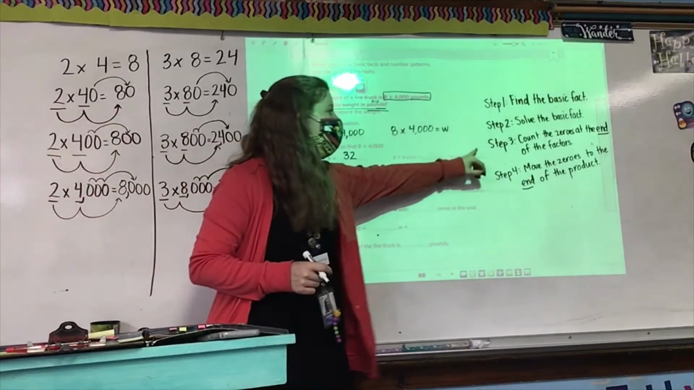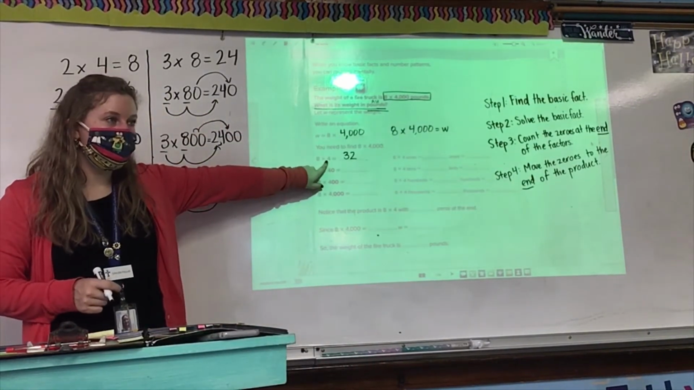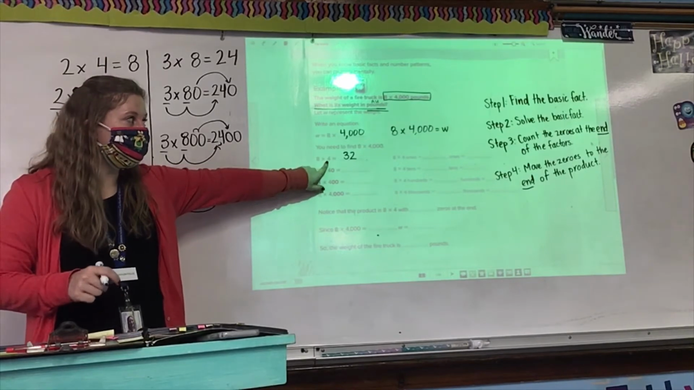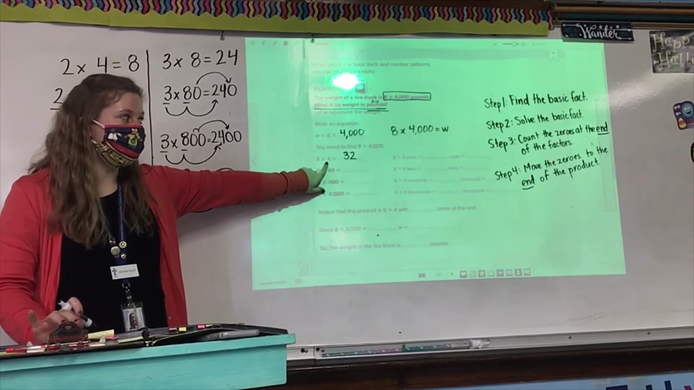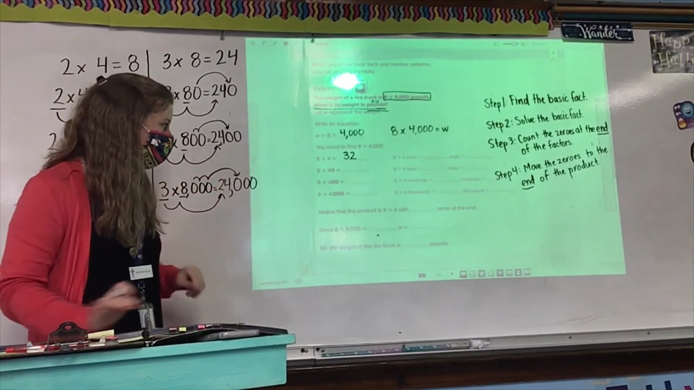Now, step 3. Count the zeros at the end of the factor. Zadie, do we have any zeros at the end? No. So do we need to do step 3? No. If we don't need to do step 3, do we need to do step 4? No. Nope, so we'll just move on.